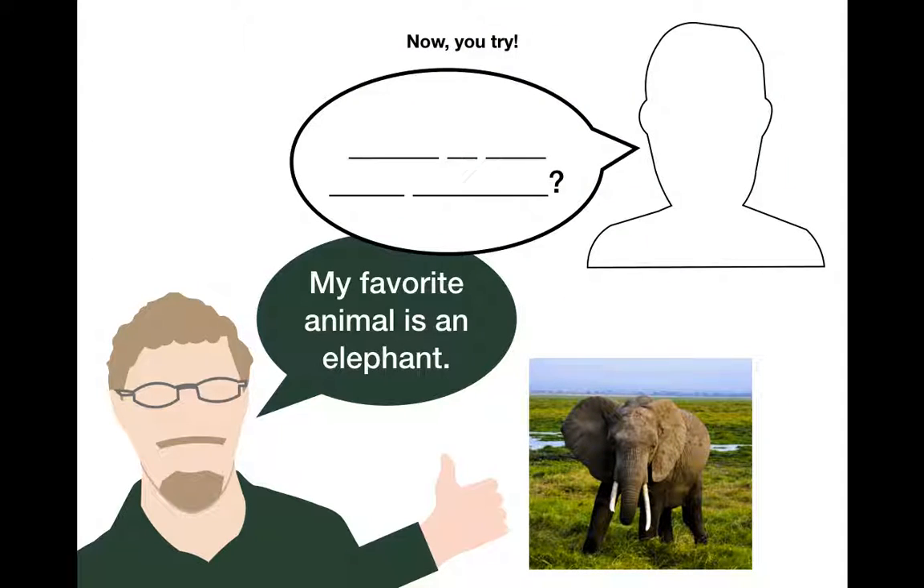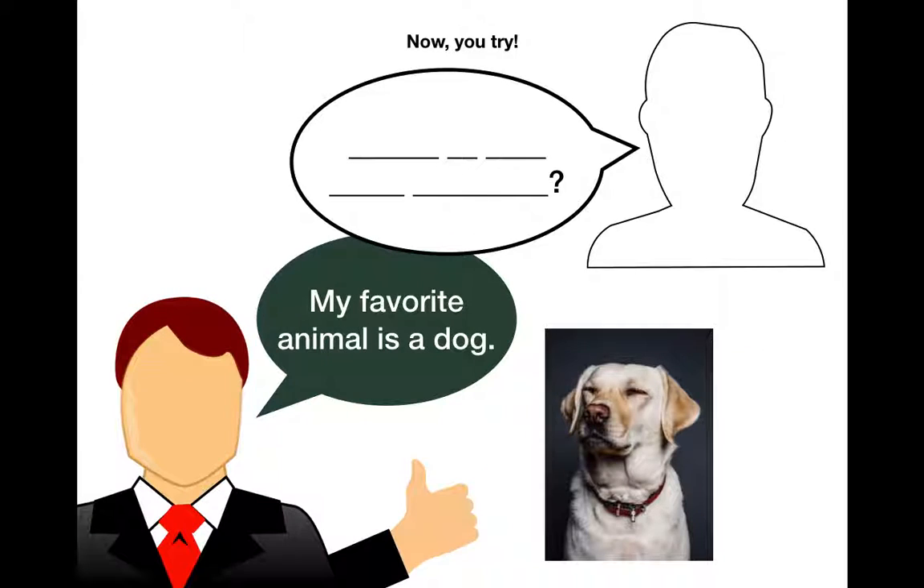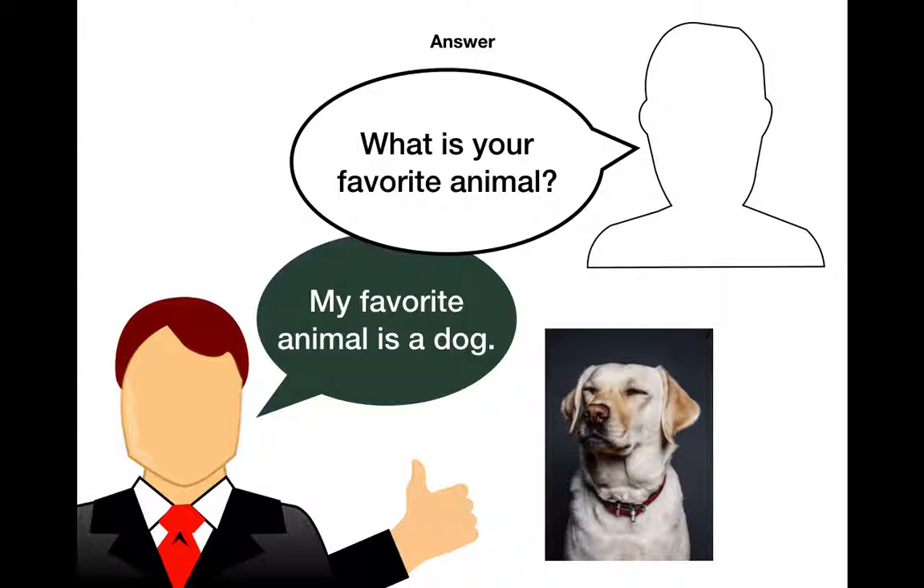Now you try. My favorite animal is an elephant. Answer. What is your favorite animal? My favorite animal is an elephant. Now you try. My favorite animal is a dog. The answer. What is your favorite animal? My favorite animal is a dog.